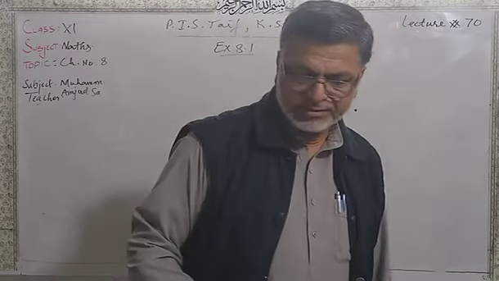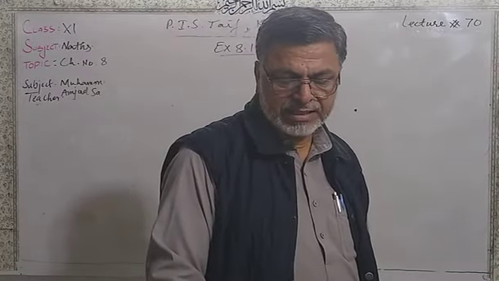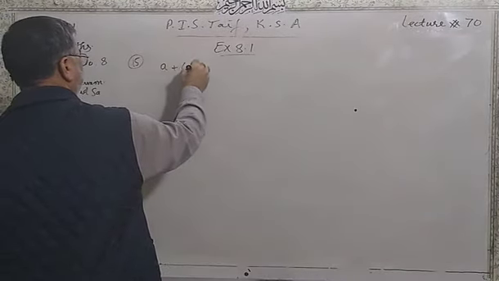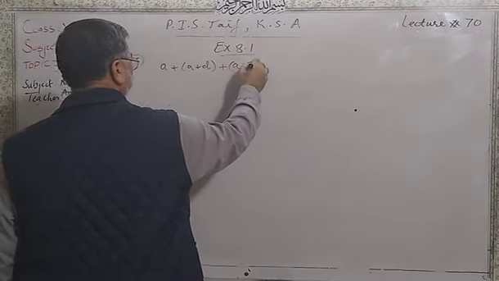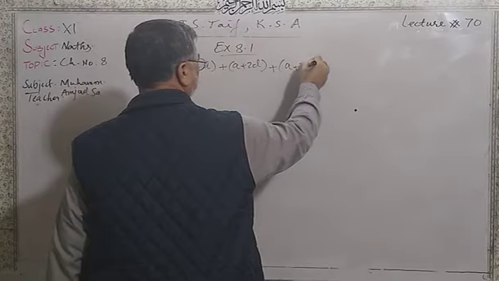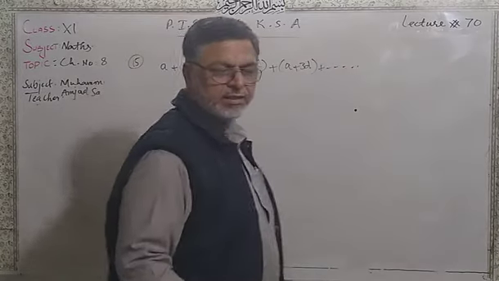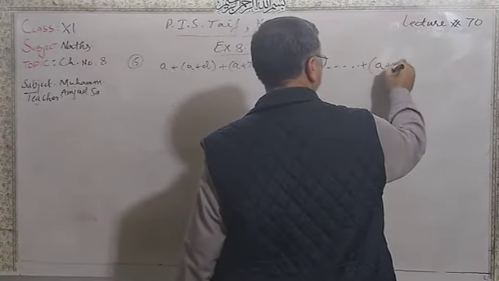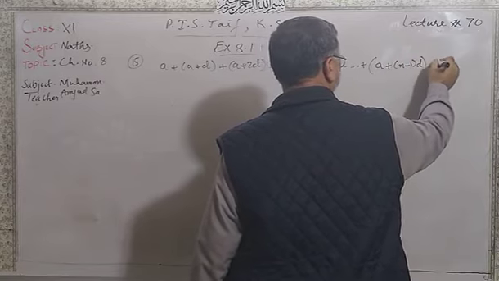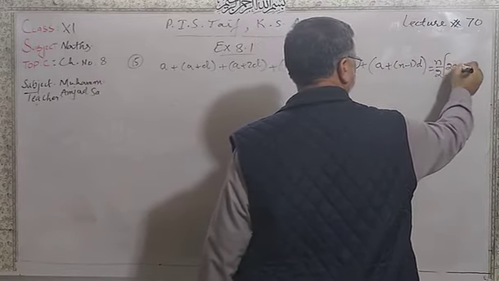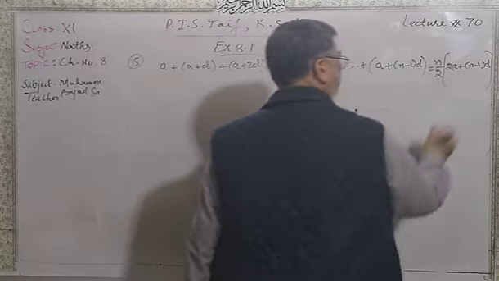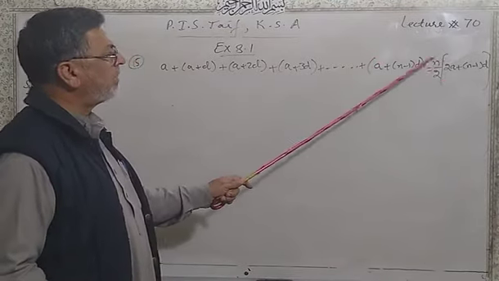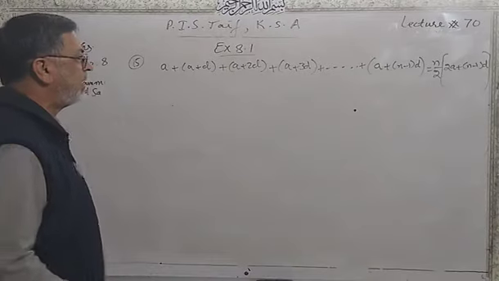Question number 15 is sum of arithmetic series. a plus d plus a plus 2d plus a plus 3d plus so on, that will be equal to a plus n minus 1 into d, is equal to n over 2 into 2a plus n minus 1 into d. This is Sn, sum of n terms of arithmetic series. We have to prove this formula.